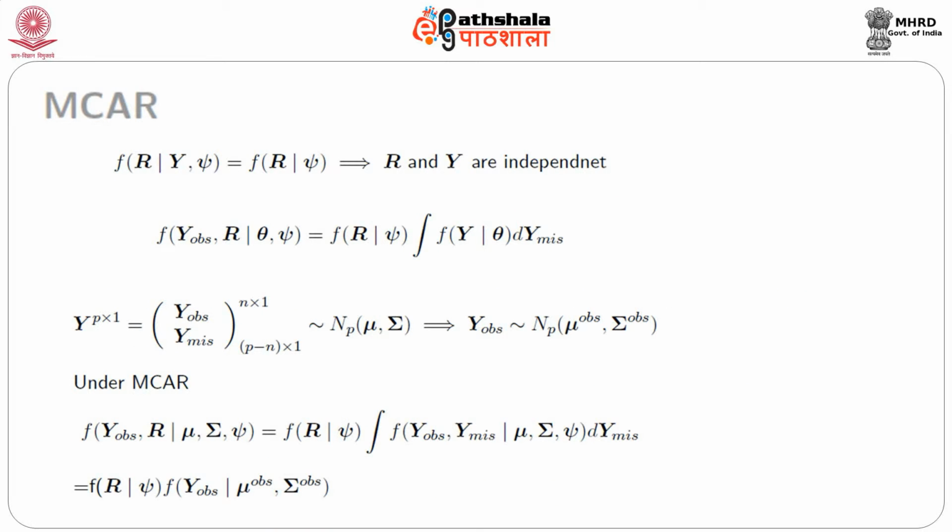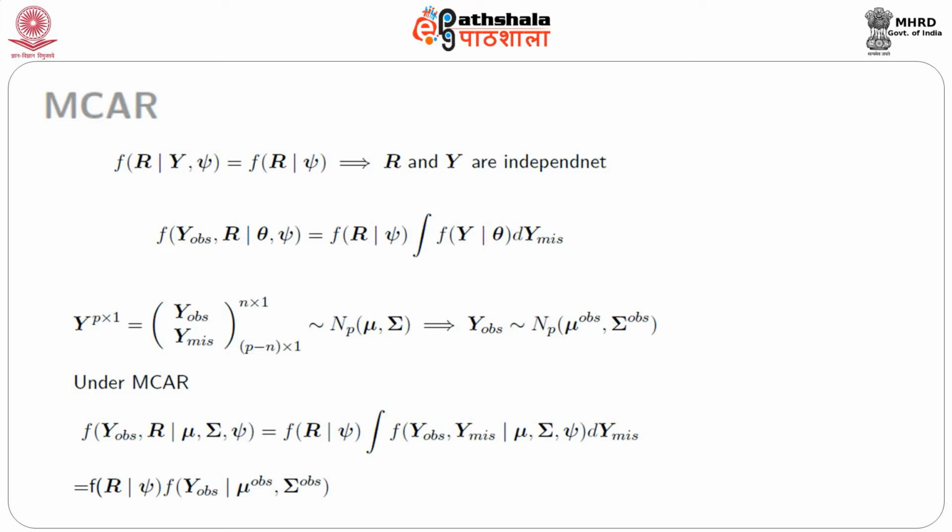Now how are we going to define the missing data mechanisms in this context? Note that f(r | y, psi) is equal to f(r | psi). Now if we assume this, it implies r and y are independent, and using this in the above, what we can get is f(y observed, r | theta, psi) is equal to f(r | psi).